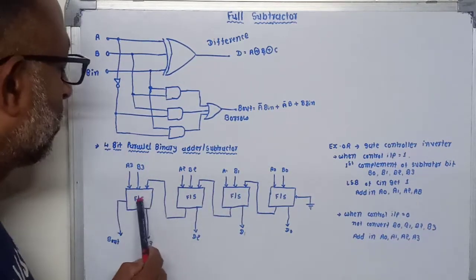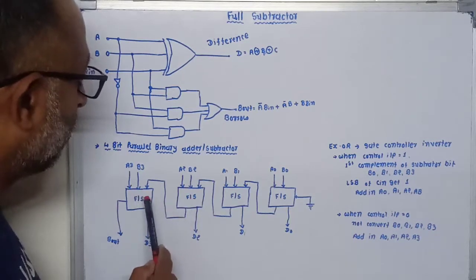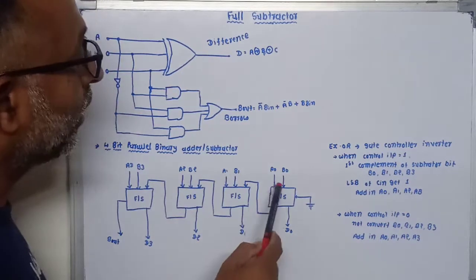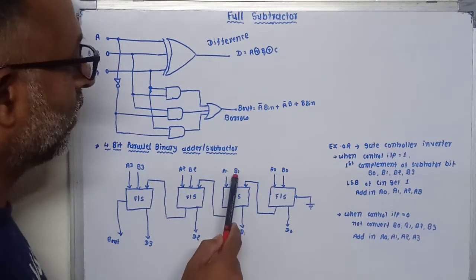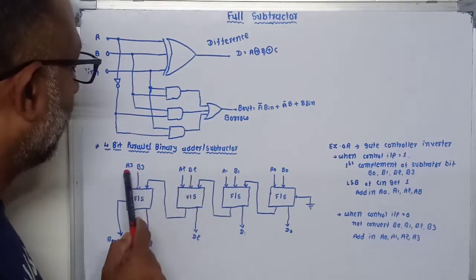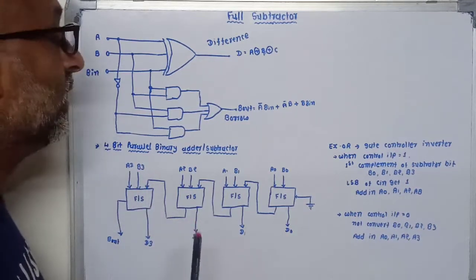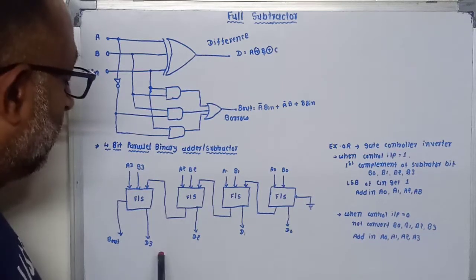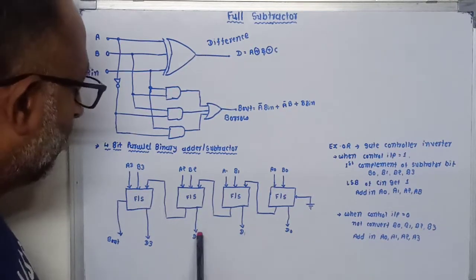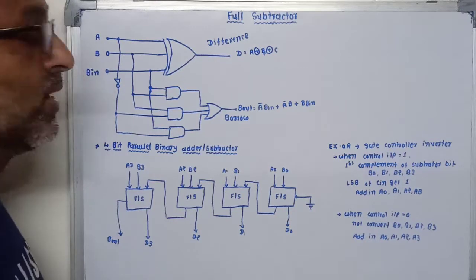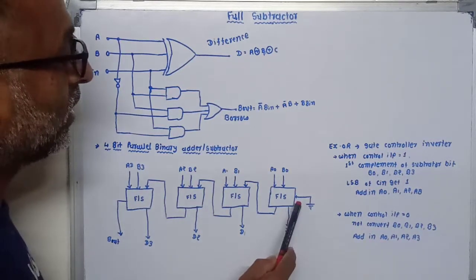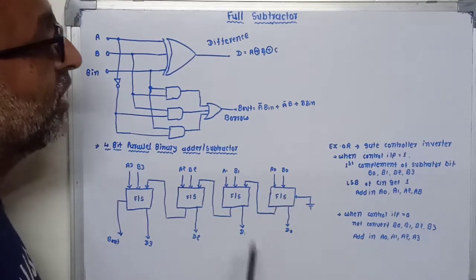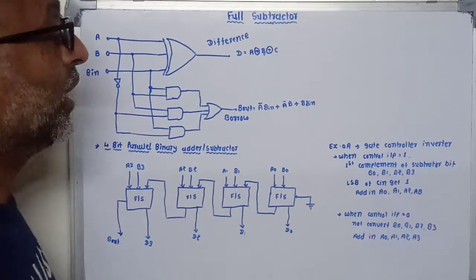Here four full subtractor circuits are used. The inputs are A0, B0, A1, B1, A2, B2, A3 and B3. These are the inputs which are required to add or subtract. The outputs are D0, D1, D2, D3 and the final borrow out. Now the C in terminal of this first full adder circuit acts as a control input.